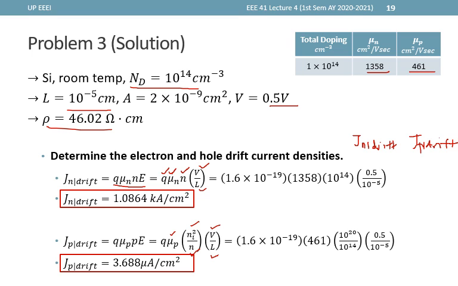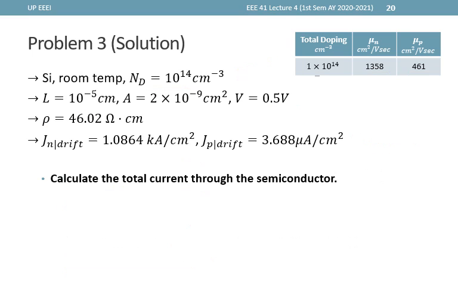So note that this is a very small value relative to Jn drift, since there are very few holes relative to the electrons, since this is an N-type semiconductor where p is approximately 10 raised to 6. So that is very small relative to n, which is approximately 10 raised to 14. So we note the values we have computed for the current densities.